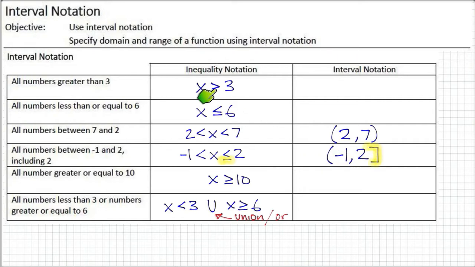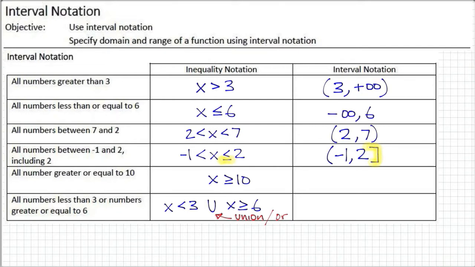Okay, now what do we do about these cases here? So all numbers greater than 3, so we could start off with 3. Well, 3 up to what? 3 up to positive infinity. And since we have a greater than sign, we don't want to include the 3. We put a parentheses on this side. What do we do on the other side? We put another parentheses. Always put a parentheses where you see an infinity.